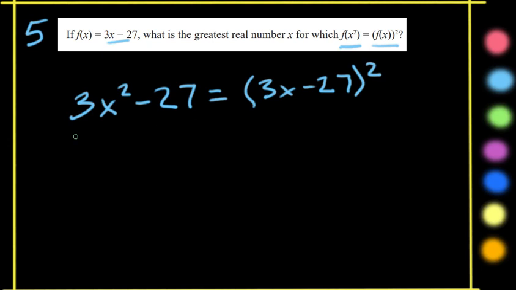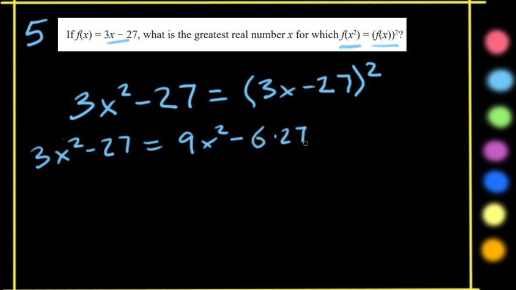So I'm going to leave this part alone over here. This is just going to be 3x squared minus 27. And then over here I'm going to expand this out. So I'm going to have 9x squared and then minus, let's see, we've got 27 times 3 times 3x. I'm just going to write it as 6 times 27 times x rather than worrying about multiplying it for now. And then you get plus 27 squared. All right, great.